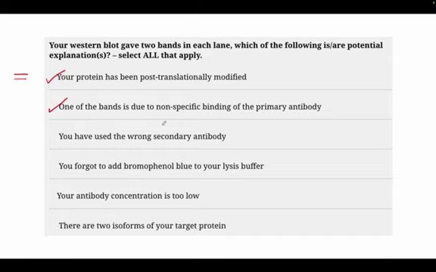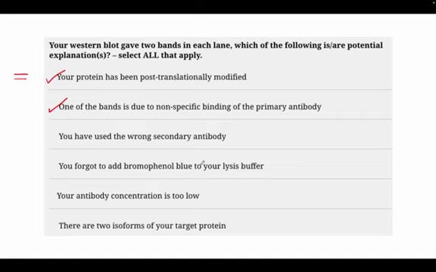You have used the wrong secondary antibody. This is unlikely. I will say this is not a correct answer for this question. Because if we had used the wrong secondary antibody, we would not see any bands. Because the secondary antibody needs to bind to the primary antibody to give us a signal. So if we've used the wrong secondary, we are not going to see any bands.